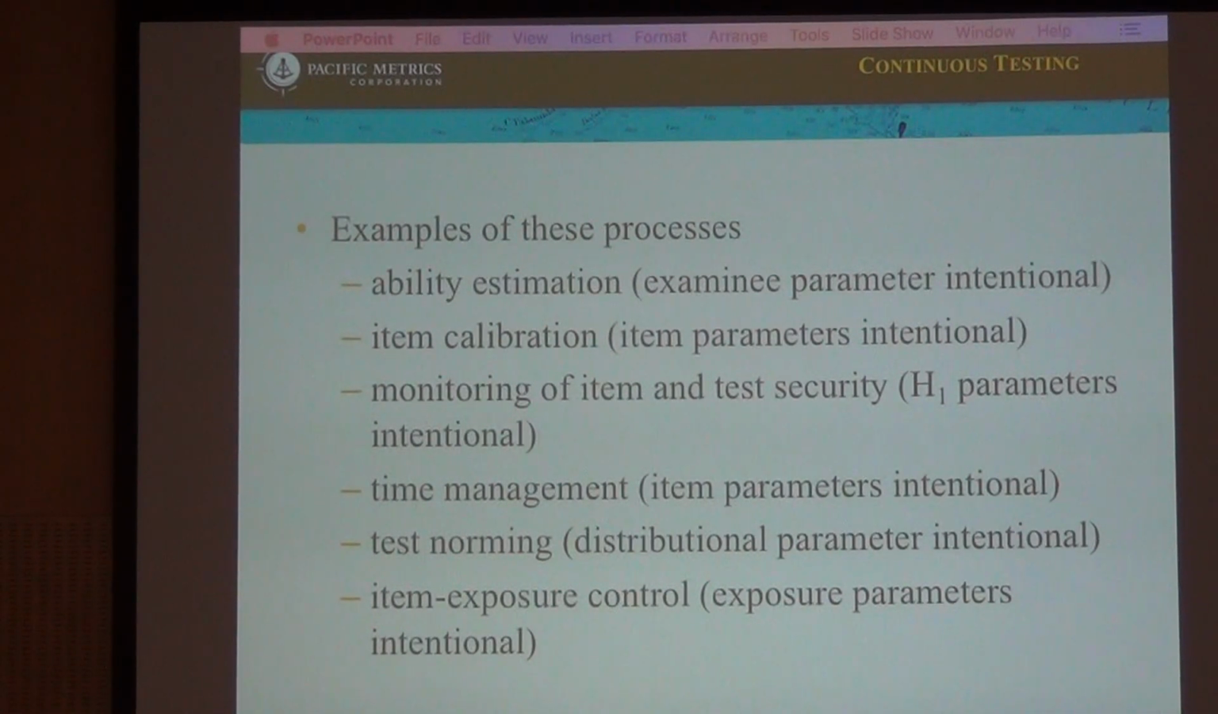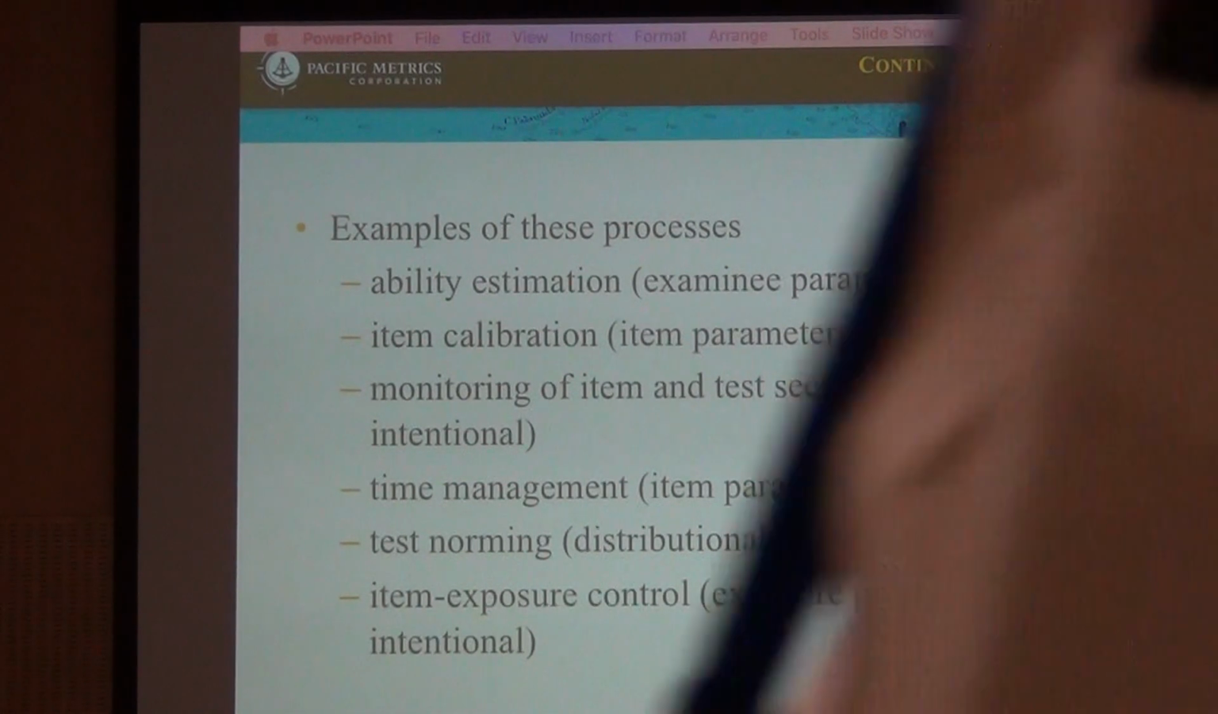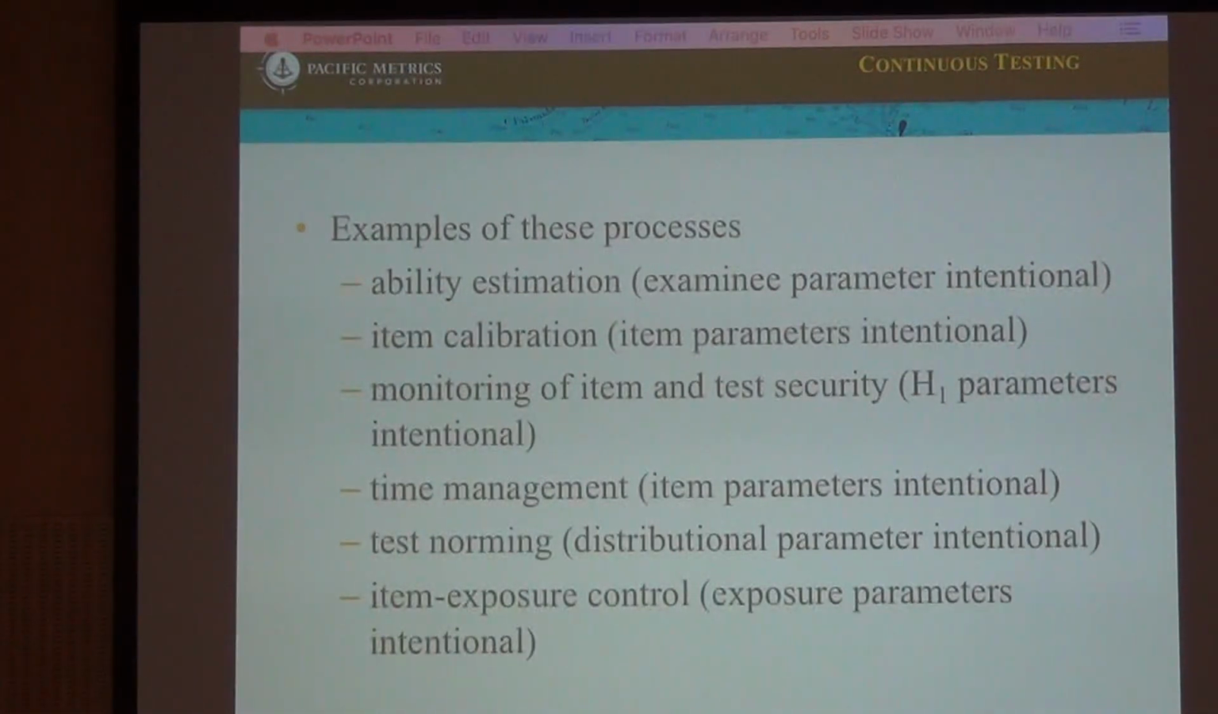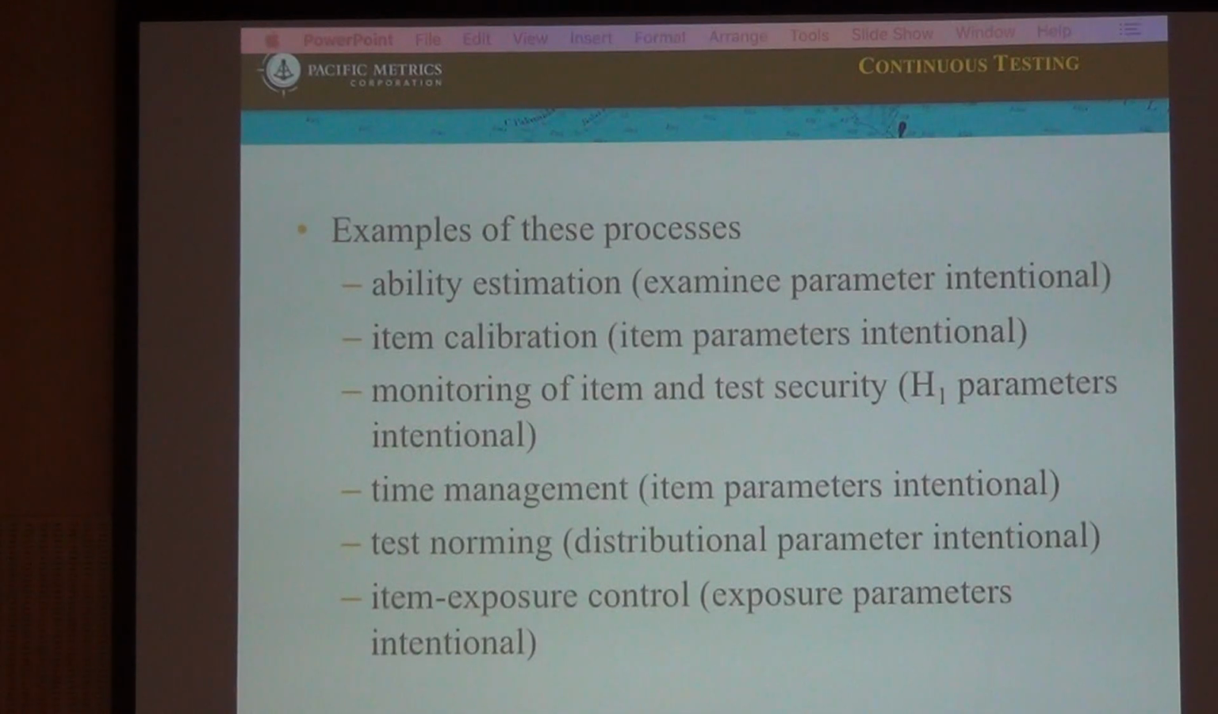Item calibration. That's just a change of parameters. We're now interested in item parameters, and now the ability parameters and all other parameters are nuisance parameters. And there are tons of them. Each examinee brings their own parameter. And then we might be interested in monitoring item and test security. And I'm very much in favor of doing that in a statistical approach, with modeling the cheating process that has its own parameters. So now those are the intentional parameters.